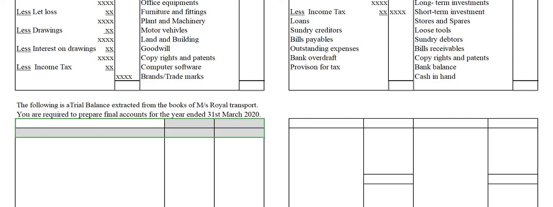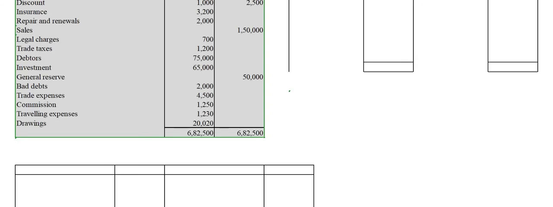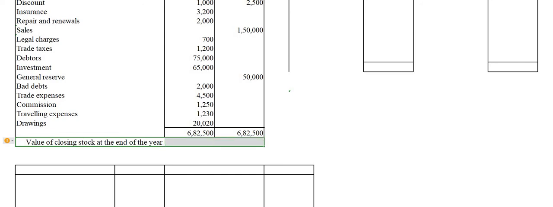Here is the trial balance: particulars, debit amount, credit amount. We can straight away see all the items in the trial balance. And after the trial balance we have been given the value of closing stock at the end of the year. The value of closing stock at the end of the year was 35,500.